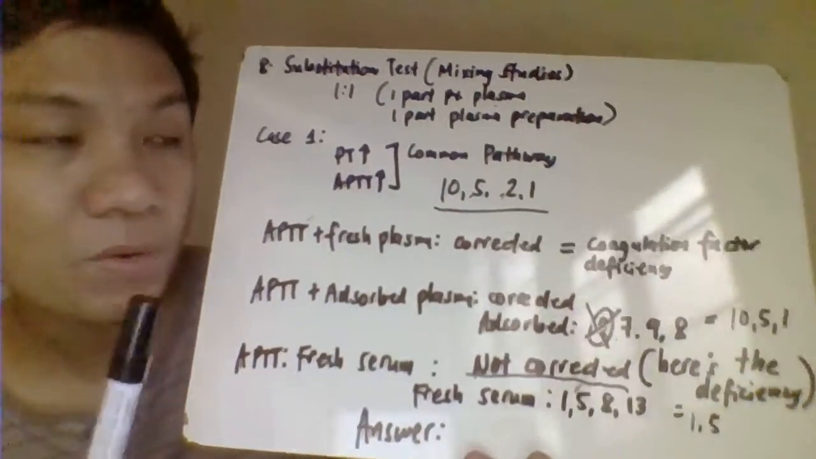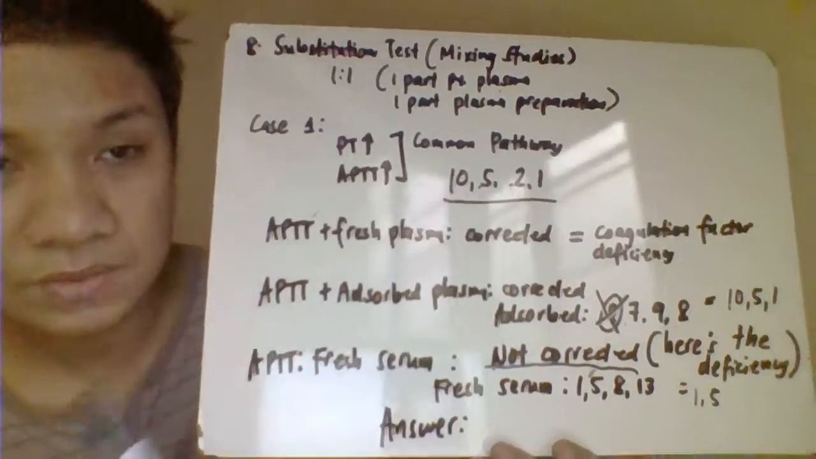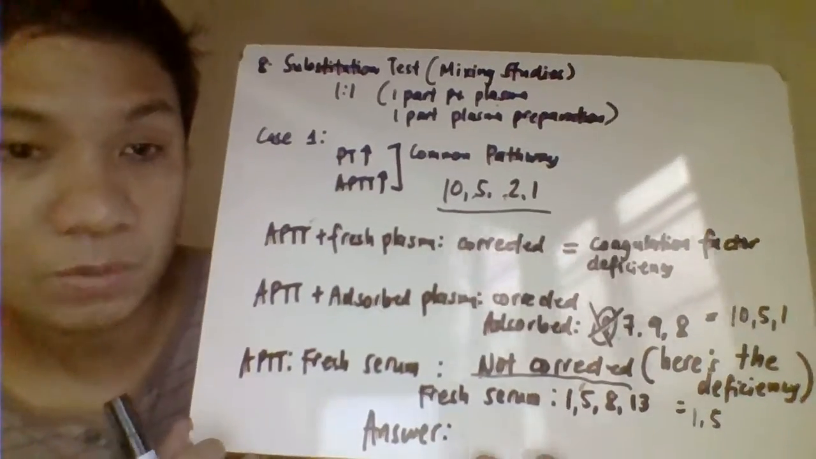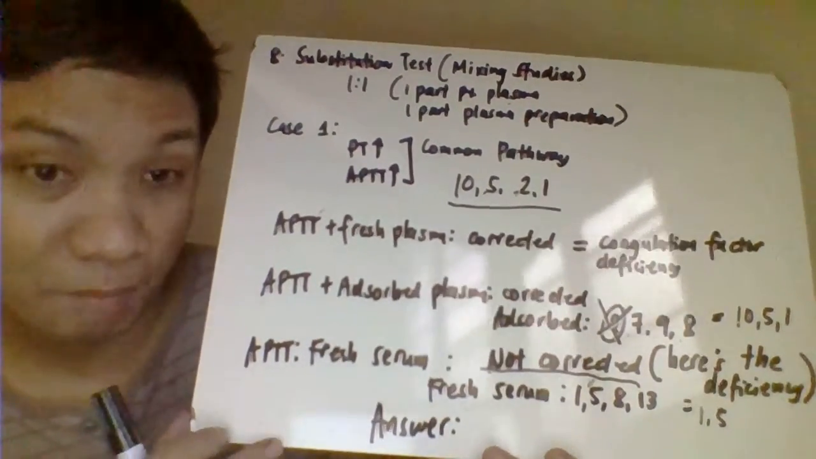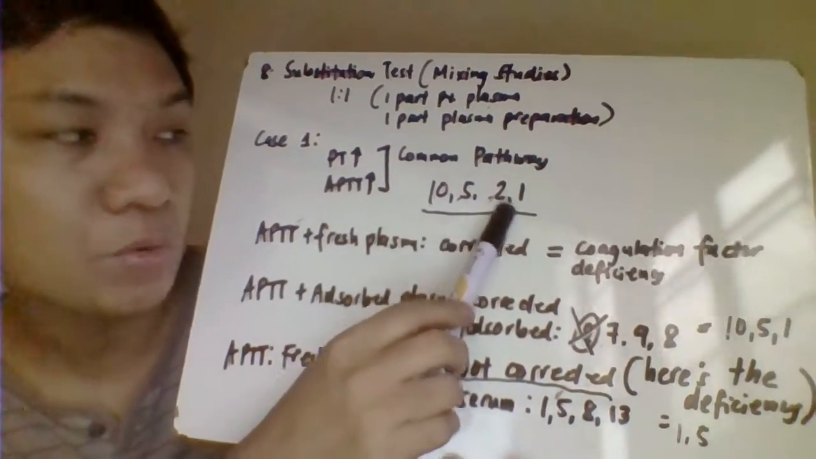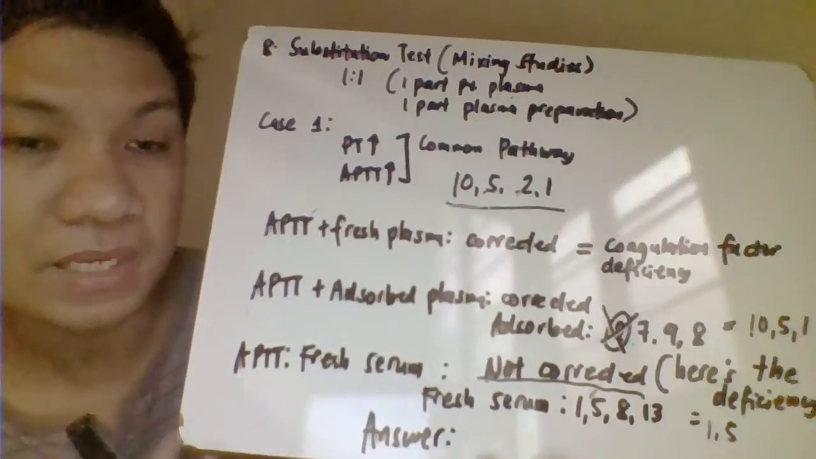Okay, so in case number 1, we have here an increased prothrombin time, and also an increased APTT. So since both of the tests are increased, it will signify that the patient would have a problem with the common pathway. Okay, the common pathway includes your 10, 5, 2, 1. So this is what we suspect is low in our patient.